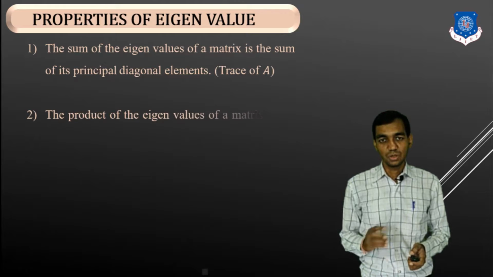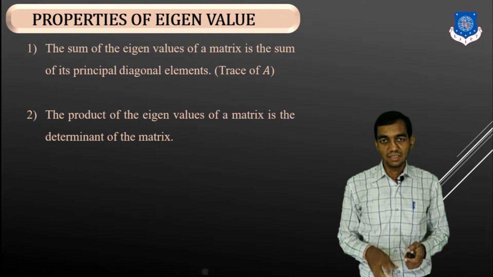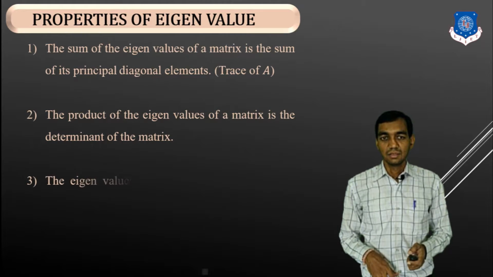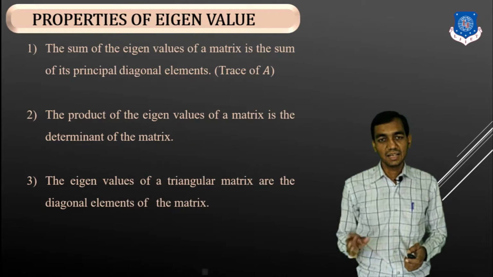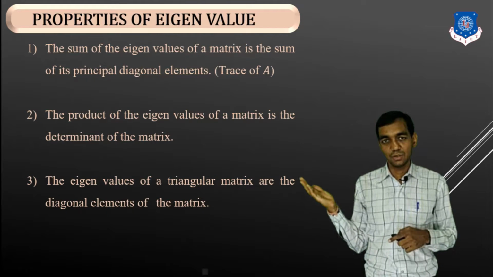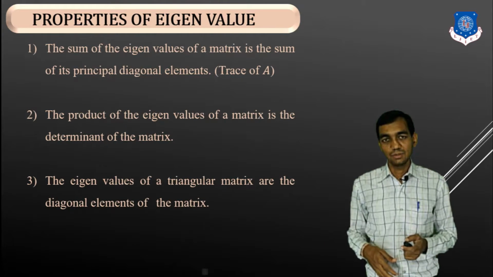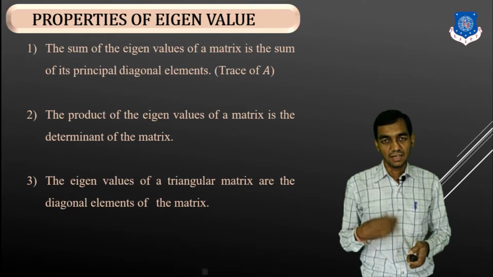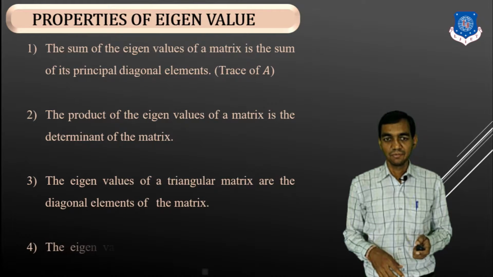Second property: the product of the eigenvalues of the matrix is nothing but the determinant of the matrix. And the eigenvalues of a triangular matrix are nothing but the diagonal elements of the matrix. That means if you are given any upper triangular or lower triangular matrix and you have to find the eigenvalues, then the principal diagonal elements are directly the eigenvalues of that matrix.